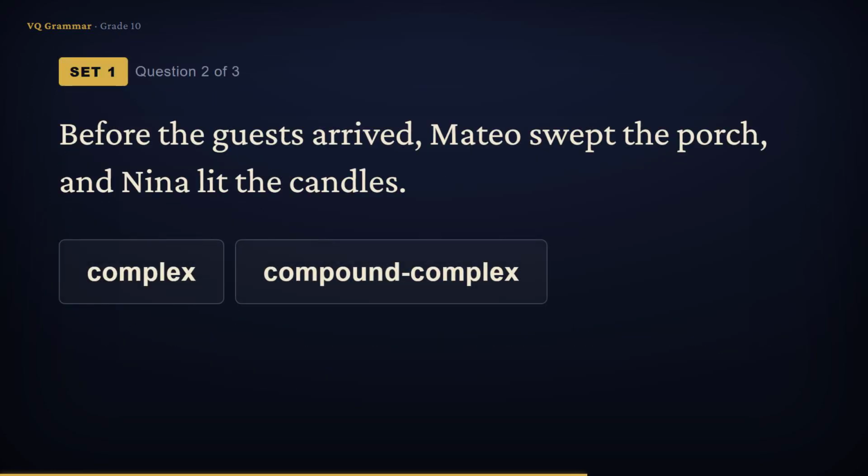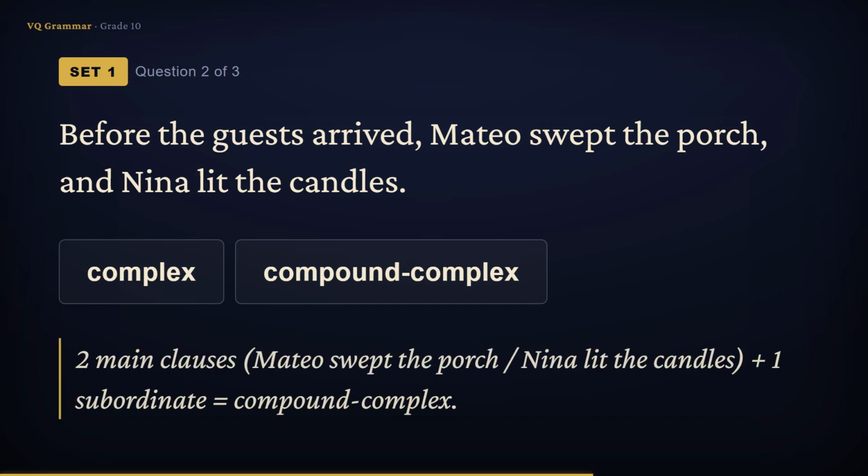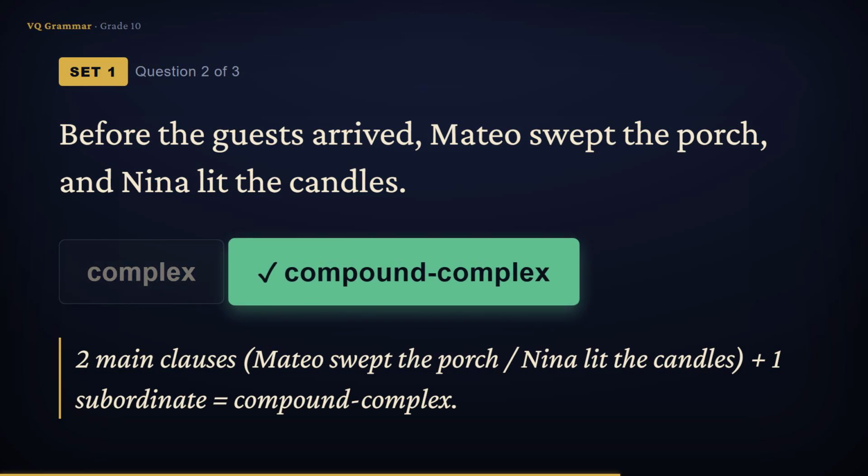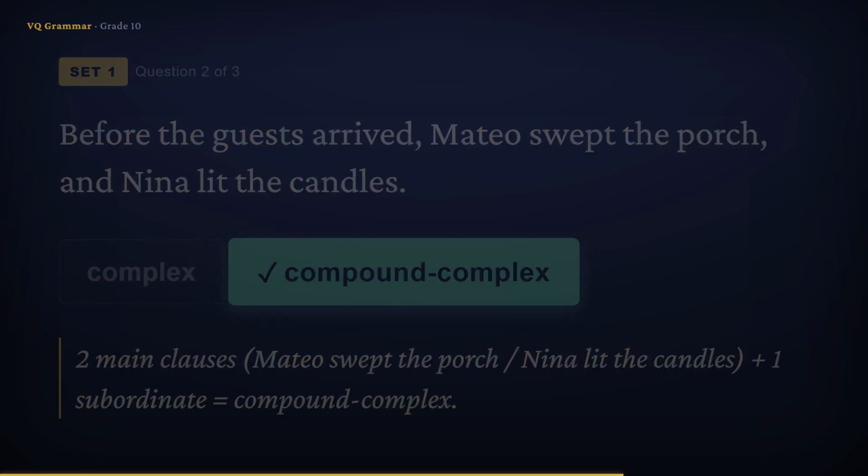Before the guests arrived, Mateo swept the porch and Nina lit the candles. Count with me. Before the guests arrived is subordinate. Mateo swept the porch could stand alone. That's main clause 1. Nina lit the candles could also stand alone. That's main clause 2. 2 main clauses plus a subordinate. The answer is compound complex.